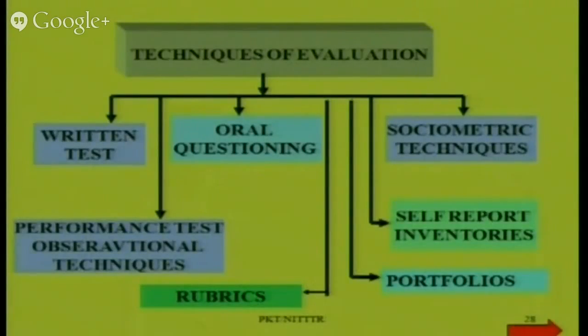रूब्रिक्स, रूब्रिक्स क्या होते हैं? कभी सुना है? Now this is in thing. These are the scoring procedures. आप देखिए, ग्रुप डिस्कशन है, बच्चा ग्रुप डिस्कशन कर रहा है. One is excellent participation, another is poor.